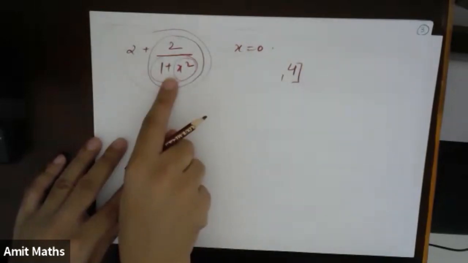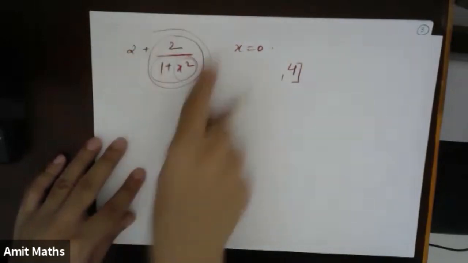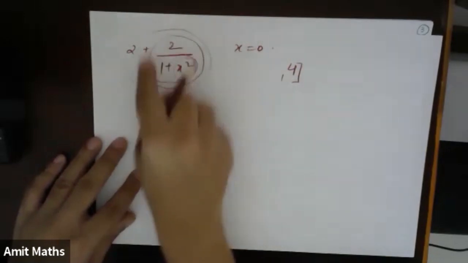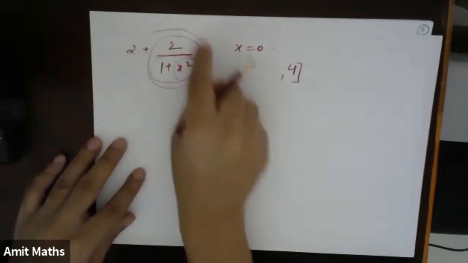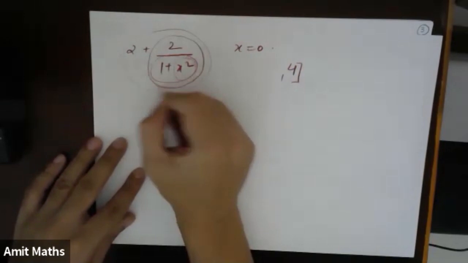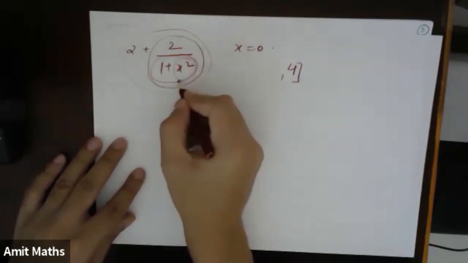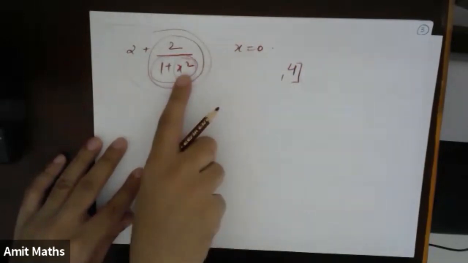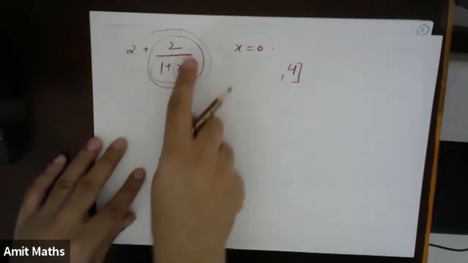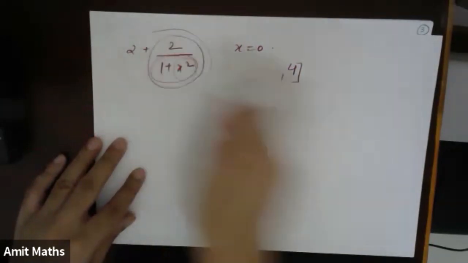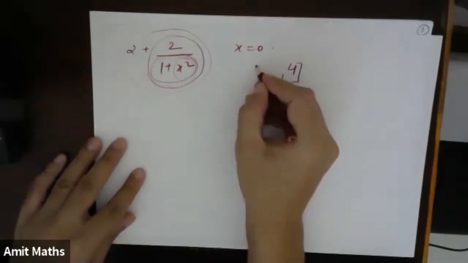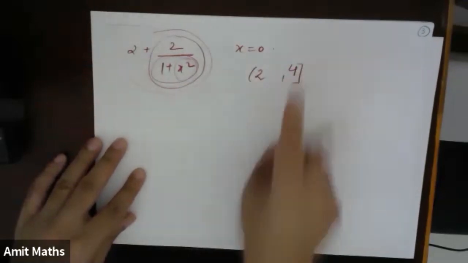What will be the minimum value of this whole thing? It is minimum when this denominator is maximum. The denominator is maximum when x is maximum. So at infinity, this fraction will become almost 0, but never 0. So this will be almost 2. So from 2 to 4.